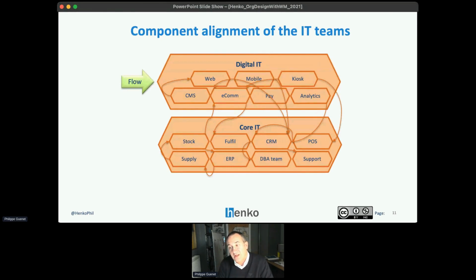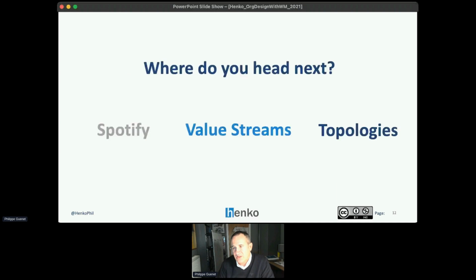So when you have component teams, it becomes a little bit like that, where people see the protection of their component rather than actually seeing the value that is to flow through the company and eventually via their components. So those ways of organizing make it difficult to get anything to flow through. And where do you go next? Where do you go from here?